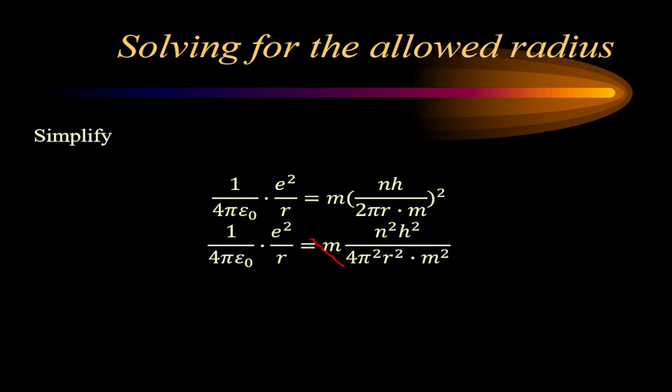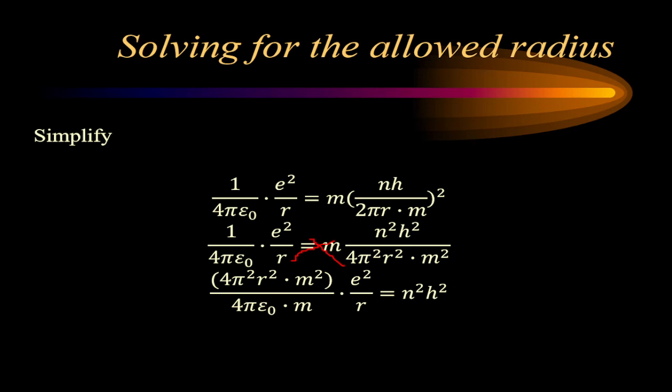What we can do right now is cross multiply so that it will be easy. Once we do that, it will result to 4 pi squared r squared times m squared all over 4 pi times the vacuum permittivity times m times e squared all over r, and this is equivalent to n squared h squared. Some terms will cancel out, like 4 pi and the mass, and it will result to m times pi r times e squared all over the permittivity, equivalent to n squared h squared.